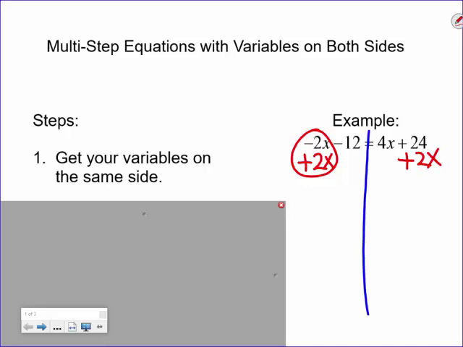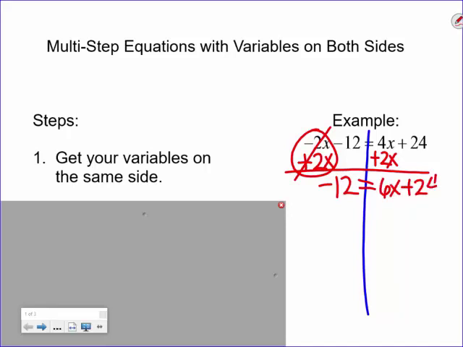Right. 24 doesn't have a variable. So can I add 2x to 24? No. What am I wanting to add it to? The 4x. So I'm going to line it up underneath the 4x. Okay, like we said, this is a zero pair. So what's left on the left-hand side? Negative 12. And on the right side, what do I have now? 6x plus 24.